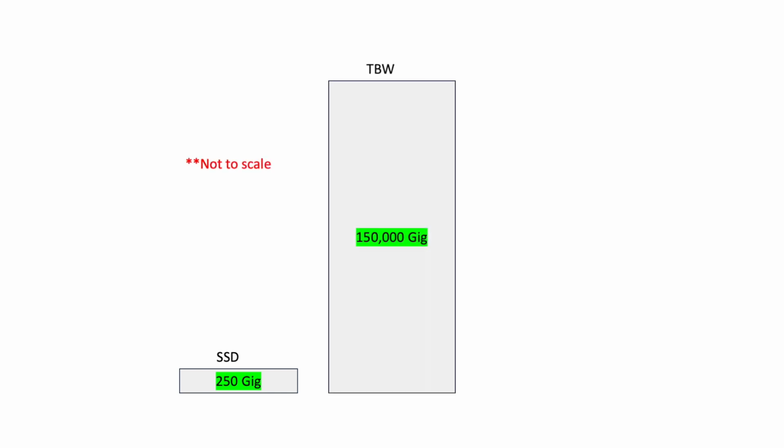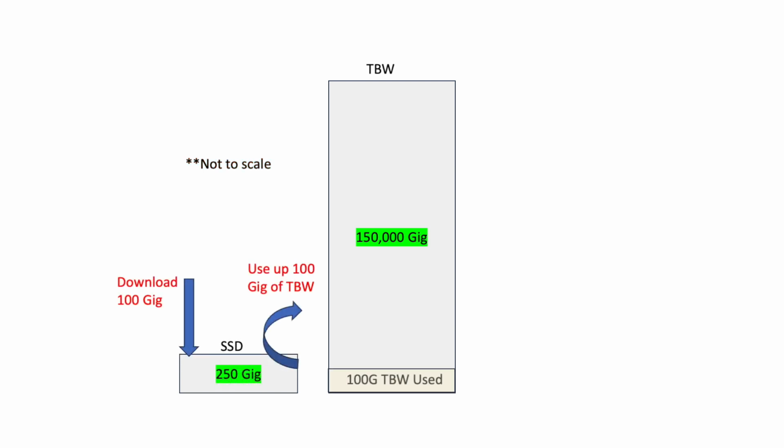So we have an SSD with 250 gigabytes, and we have a terabytes written life of 150,000 gigabytes for that SSD. When you download a file, let's say a 100 gigabyte file, that file uses up 100 gigabytes of the terabytes written. Then, when you delete that 100 gigabyte file, there's no change to the terabytes written. That's still 100 gigabytes.